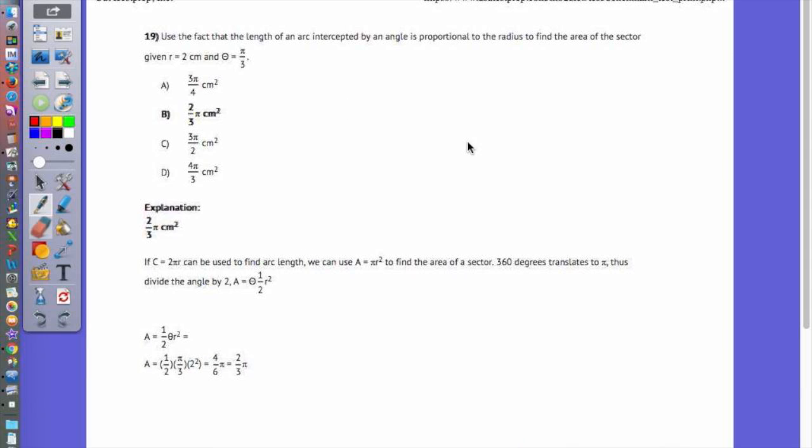Okay, so we are doing problem 19 now. So this first part of the problem, use the fact that the length of an arc intercepted by an angle is proportional to the radius. We don't need this. We've been solving these all along. This symbol here means the central angle is pi over 3. It's the central angle over the entire circle. The entire circle is 2 pi.